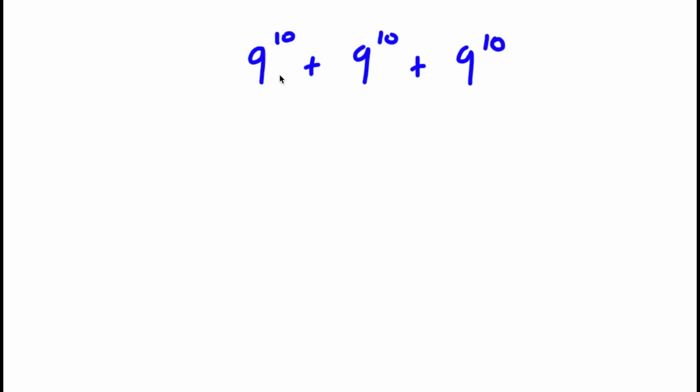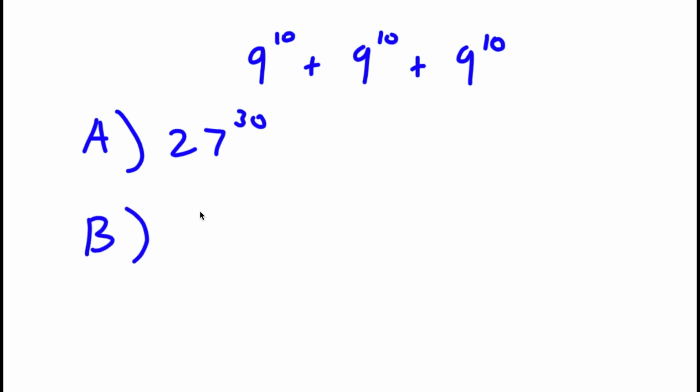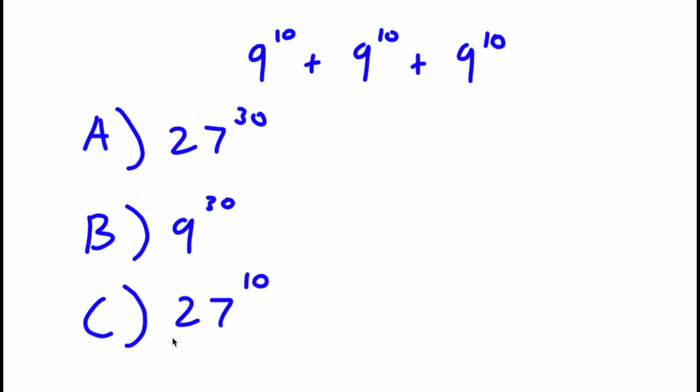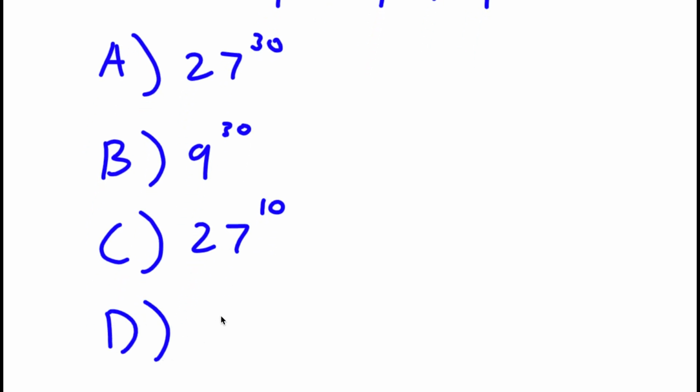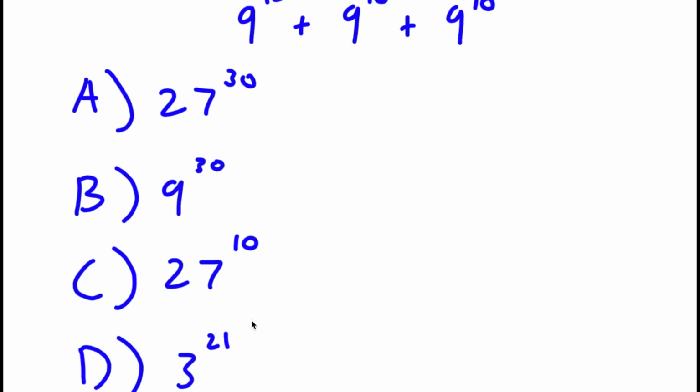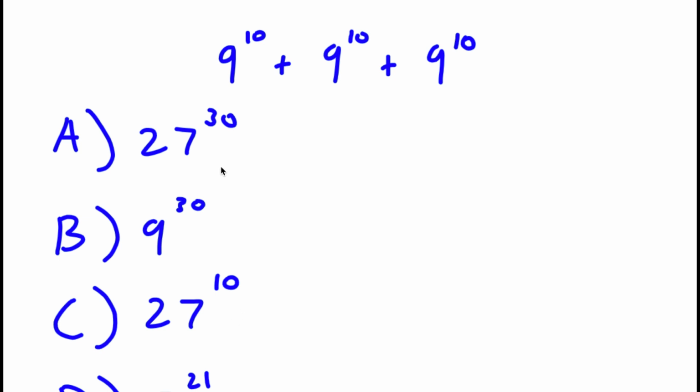Alright, so in this problem, I have 9 to the power of 10 plus 9 to the power of 10 plus 9 to the power of 10. And I actually have 4 answer choices for this problem. For answer choice A, I have 27 to the power of 30. For answer choice B, I have 9 to the power of 30. For answer choice C, I have 27 to the power of 10. And finally, for answer choice D, I have 3 to the power of 21. So we want to figure out which one of these answer choices is the correct answer to this problem.